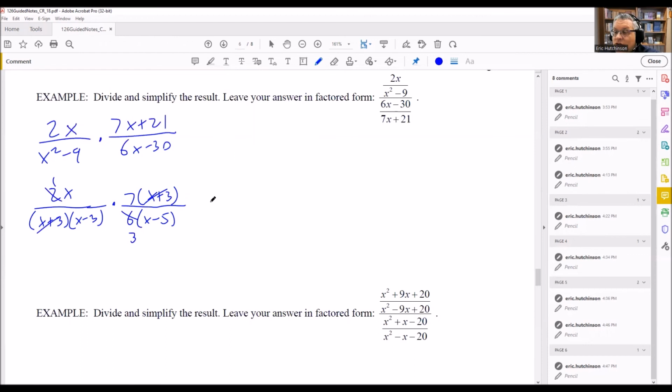So what we have left when we rewrite this is on top we have an x and a 7, so 7x. On the bottom, we have a 3, and then we'll put x minus 3 and x minus 5. Okay, so we can't cancel any more on that. And 7 over 3, that's already fully reduced. So that would be as far as you need to go.